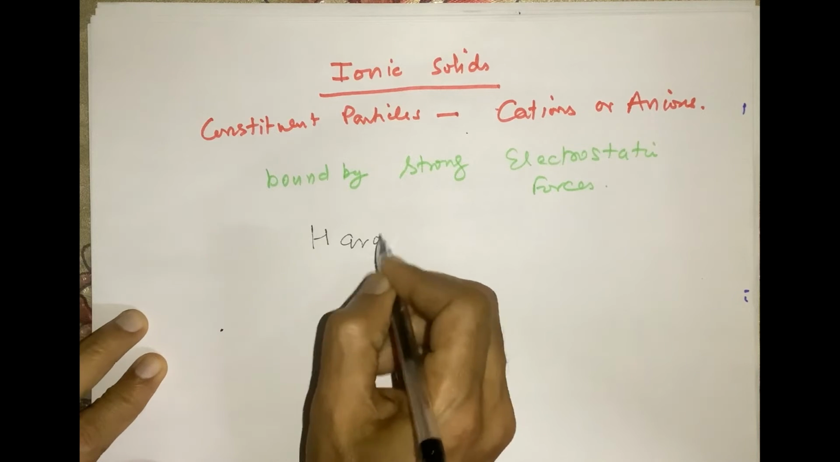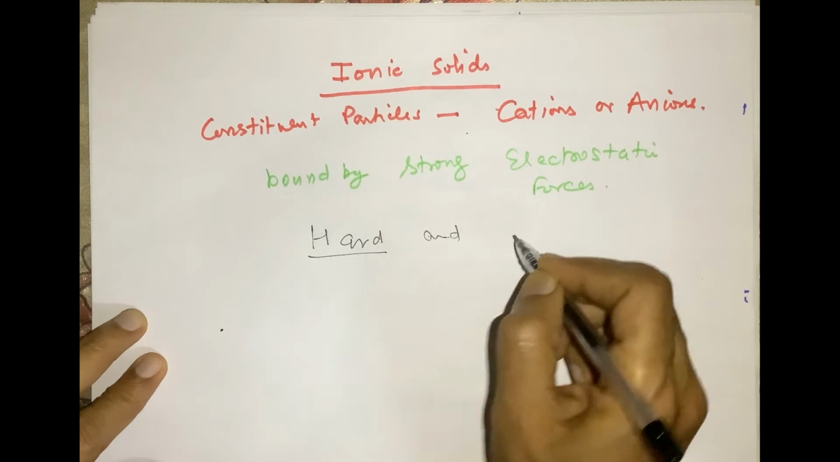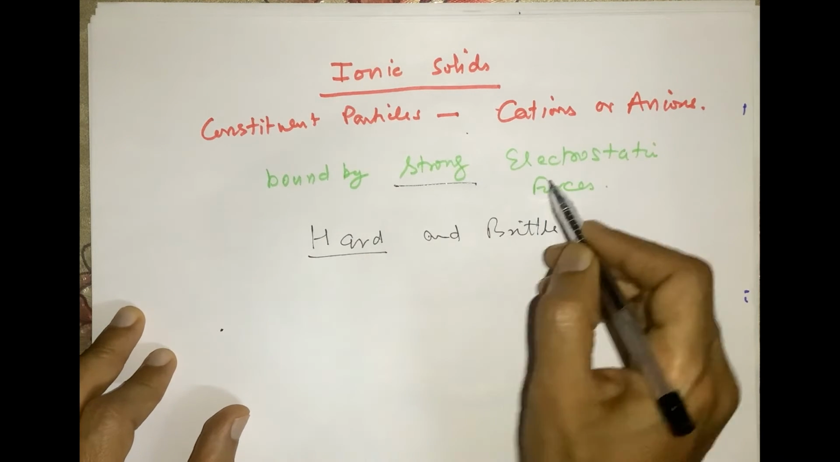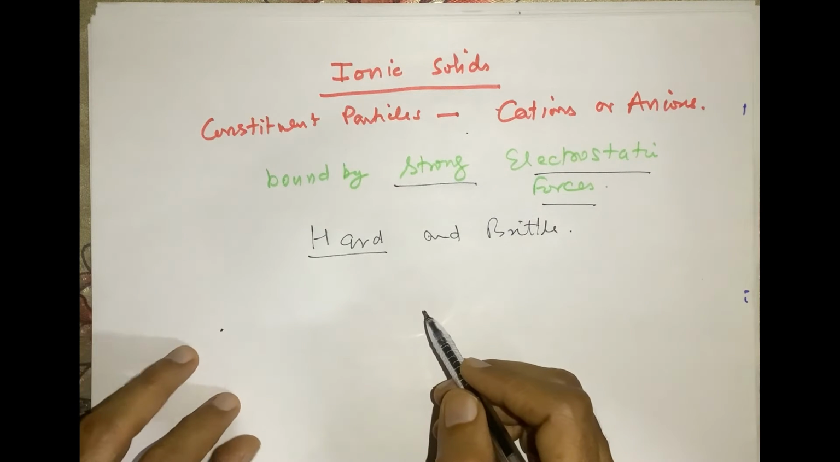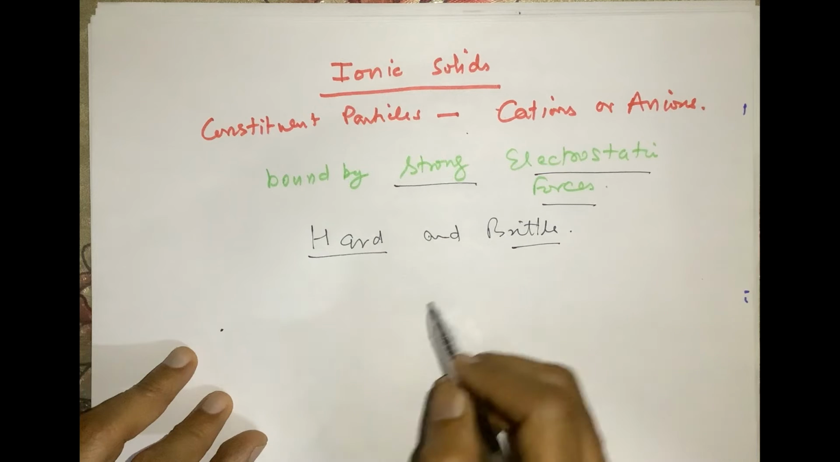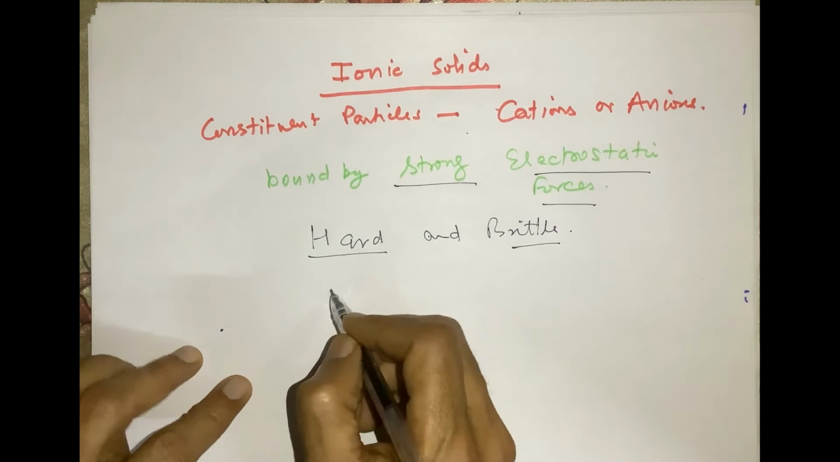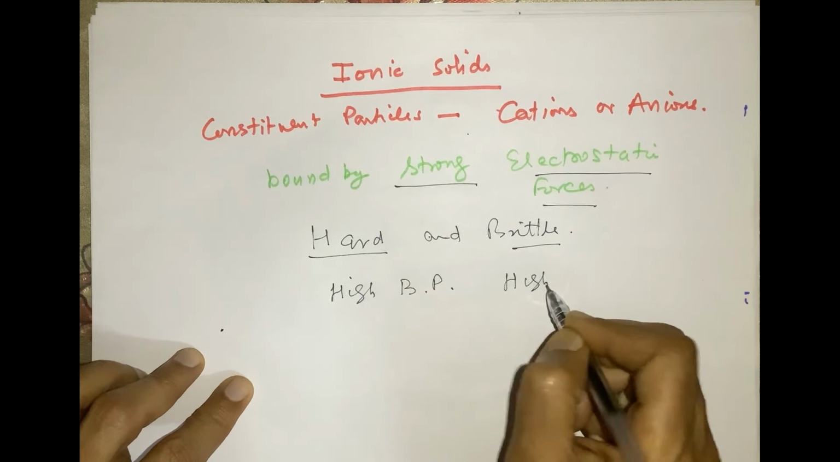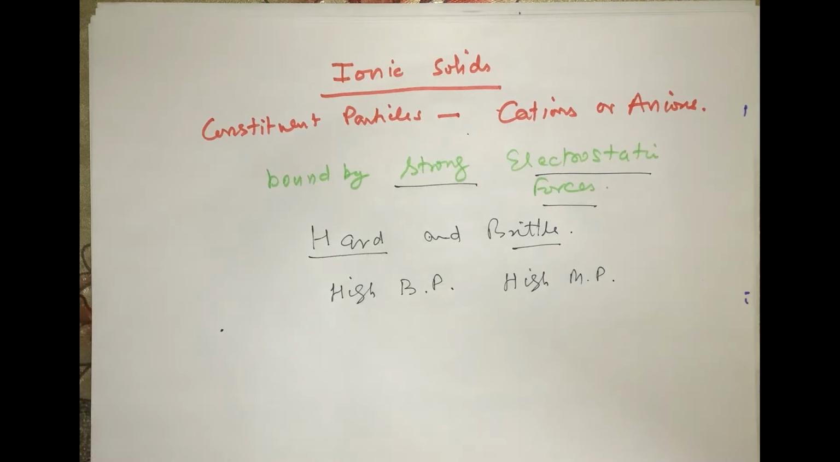Hard and brittle. Hard because the constituent particles are held by strong electrical forces, and brittle, they are broken. They have high boiling point and high melting point. Why? Because the forces between the constituent particles are strong, and hence to break those forces we require more heat, and hence the boiling point is high and melting point is high.